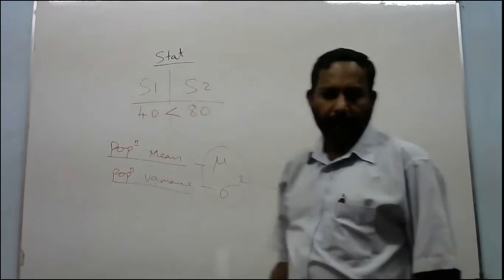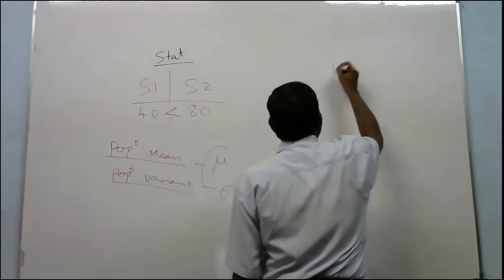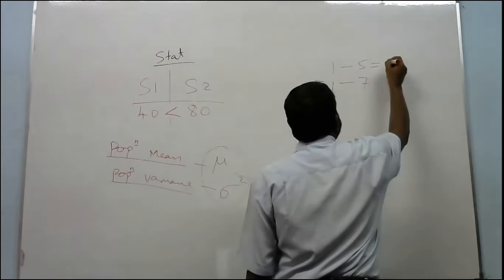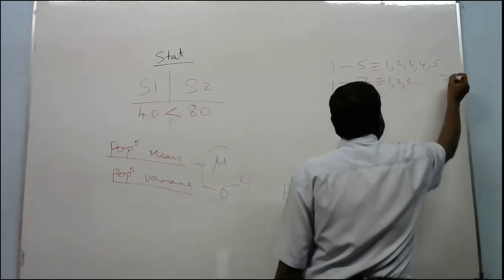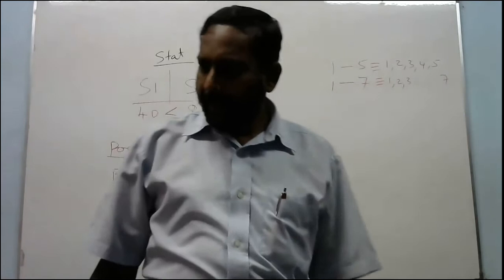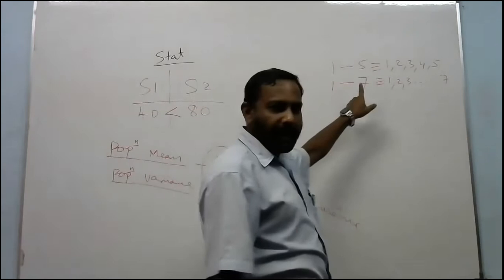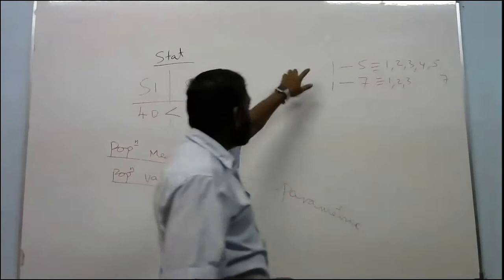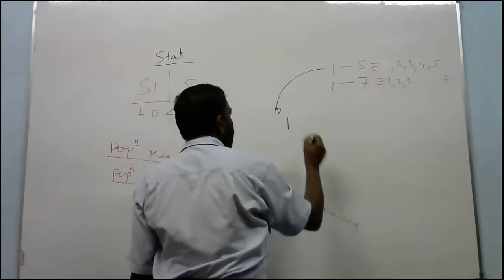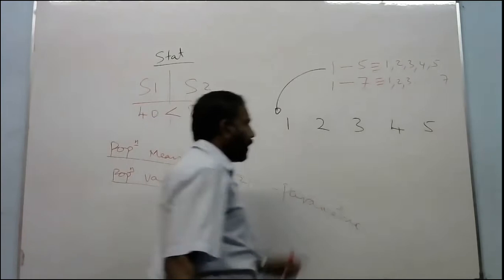That scale can range from any value, starting from 1 to 5, for example, or 1 to 7. So 1 to 5 means 1, 2, 3, 4, 5. And 1 to 7 means 1, 2, 3, and it goes up to 7. Can you all read the board? Are the values clear enough? Yes, sir. So suppose I take the first one, 1 to 5. So I have 1, 2, 3, 4, 5. So these are the scale.